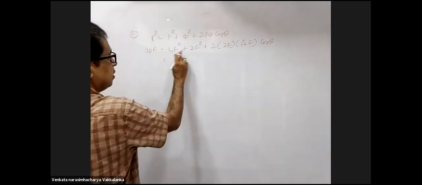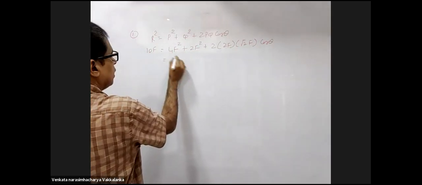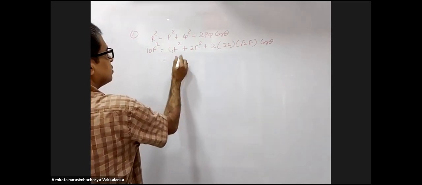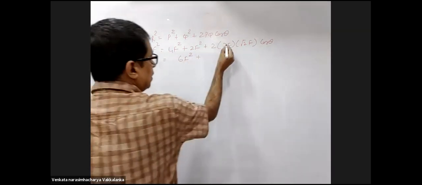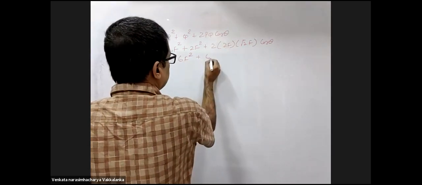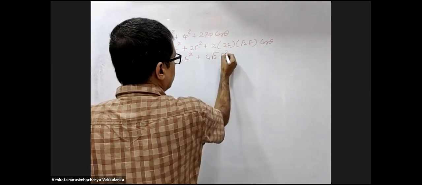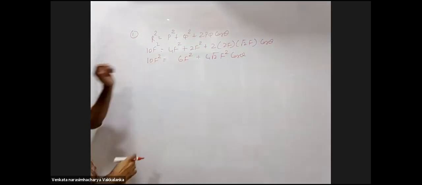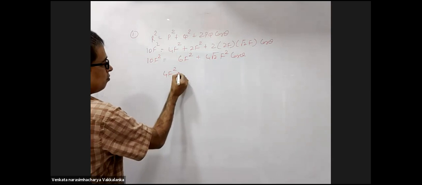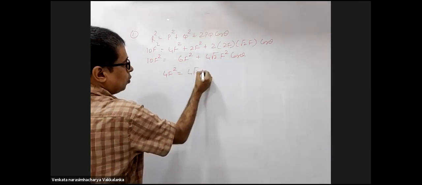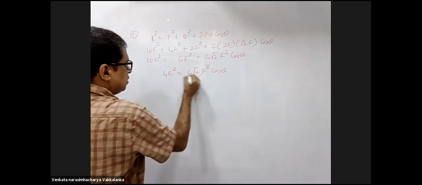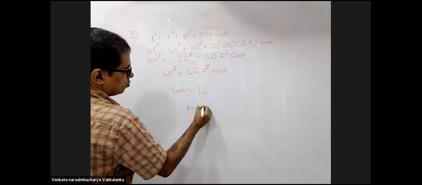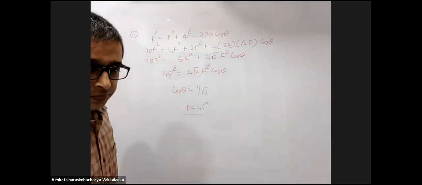Now, this will be 10F square, right? 6F square plus 4 root 2F square cos theta is 10F. Bring 6F square to the right. This will become 4F square equal to 4 root 2F square cos theta. Cos theta is 1 by root 2. Theta is 45 degrees.